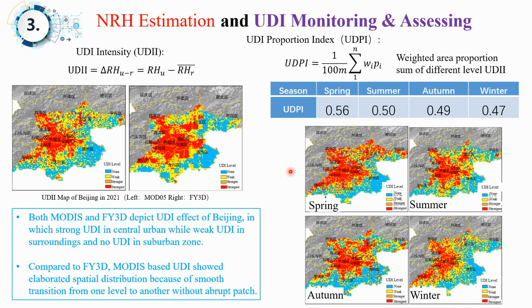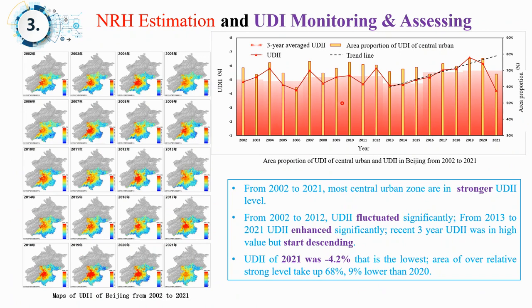Besides, we employ the UDPI, the weighted area proportion sum of different levels of UDI, to see whether it's consistent with the previous UDI, but it shows the strongest is in three, which is different from the previous study. Further, we analyzed the changing characteristic across years, and found that from 2002 to 2021, most central area zones are at a stronger UDI level. In the first years, the UDI fluctuated.